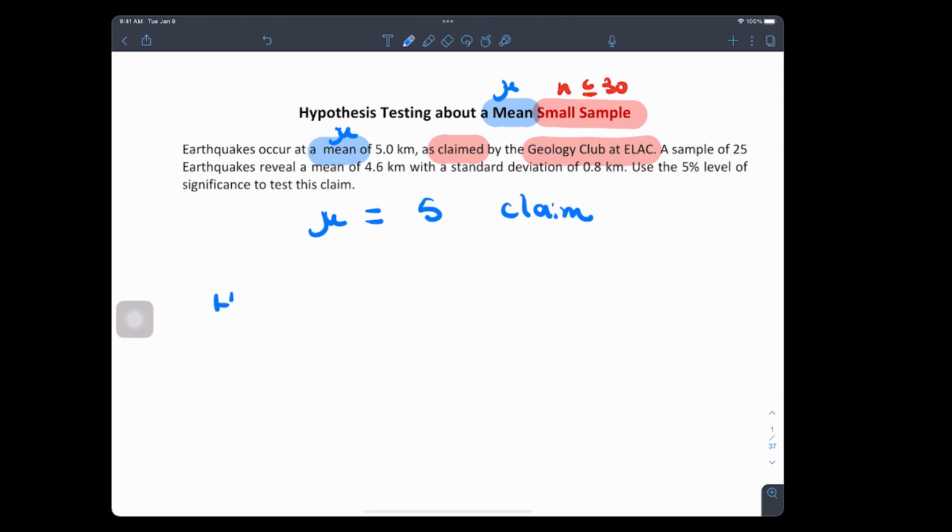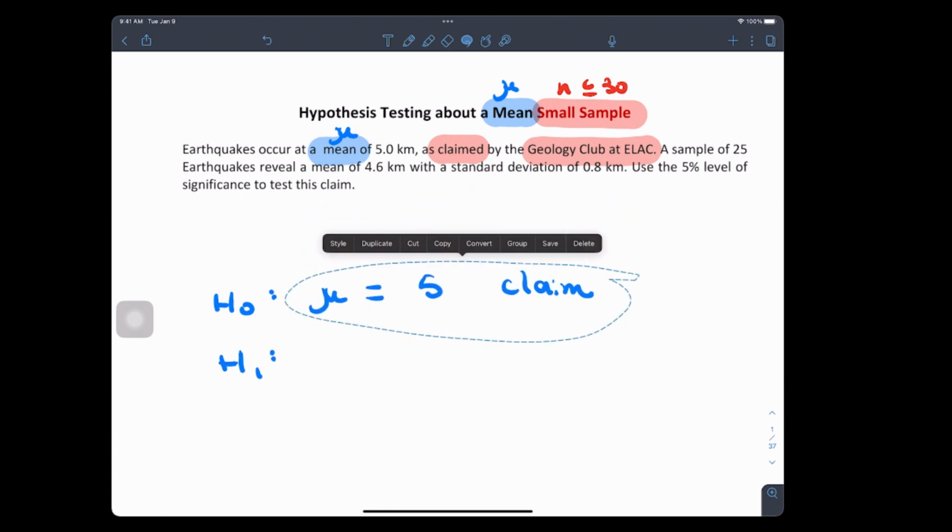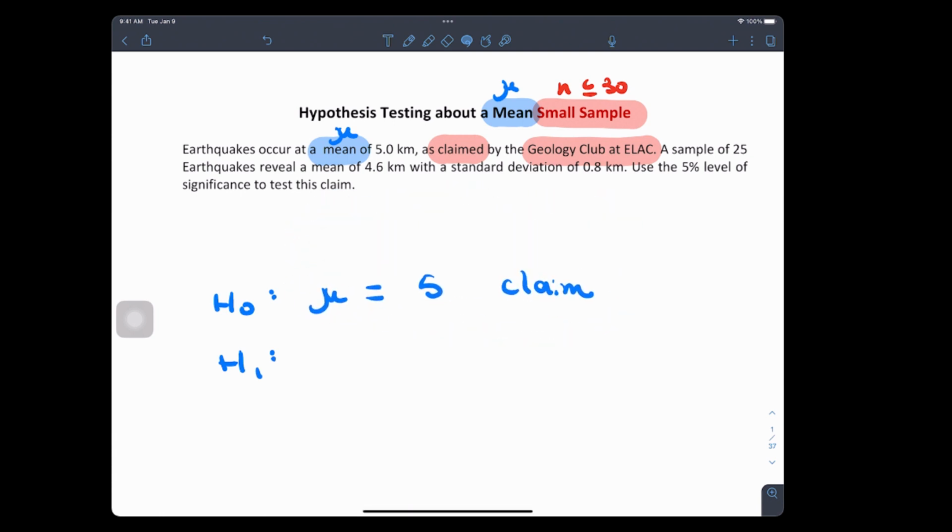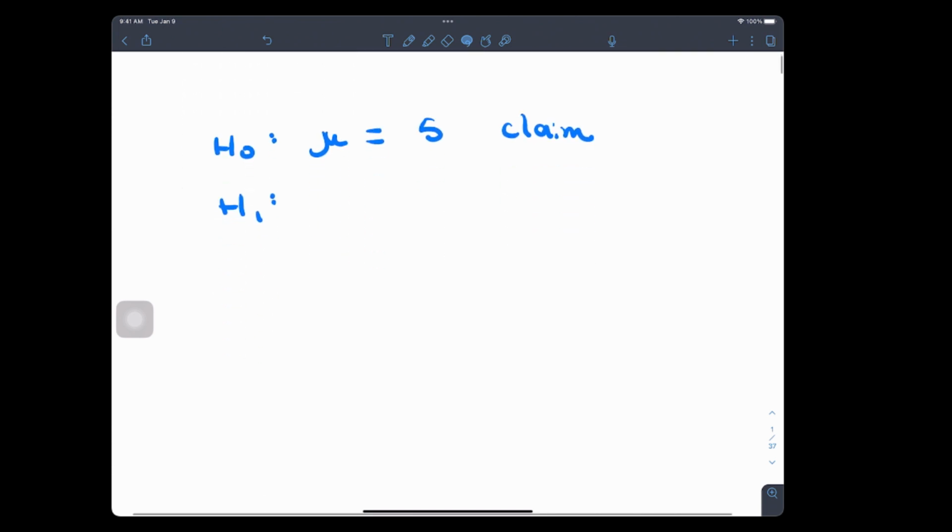So when you set up your hypotheses, tell me, where does this go? Do you guys know where that goes? Is that a null or is that an alternate? Why is that a null? Condition of equality. What's the logical opposite of this statement? Mu not equal to 5.